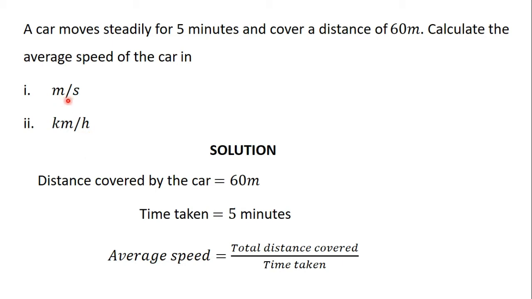For the first part, we are going to find the average speed in meters per second. To do that, the distance covered by the car must be in meters and the time taken to cover that distance must be in seconds. Here we have the distance covered by the car in meters, so the distance is 60 meters. But the time taken to cover that distance is in minutes. We want the time in seconds. So we will have to convert the time from minutes to seconds.